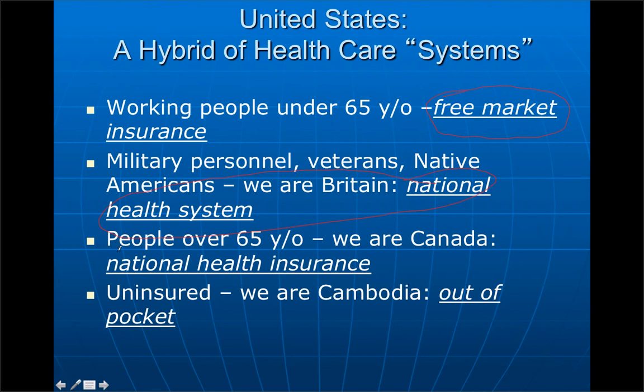If you're a Medicare beneficiary or Medicaid, we're more like Canada's national health insurance system, where the government collects the money, the government pays for care, but you can go into the private sector for the care you receive. Or if you're like the 50 plus million Americans who have no insurance right now, we're like a third world country. We're like Cambodia. You pay out of pocket, you do what you can, and too often you go into bankruptcy. So that's an overview of the healthcare system types and where the United States fits into it.